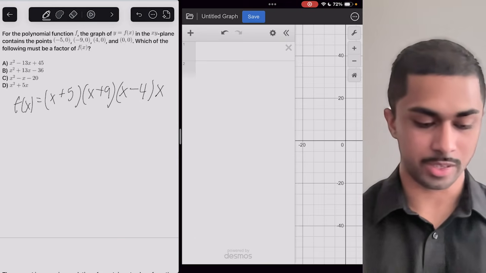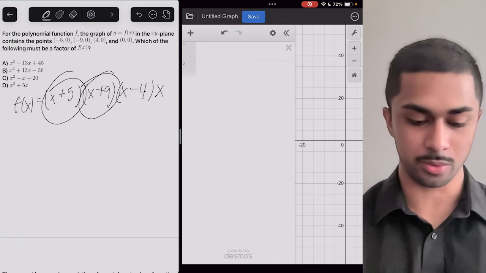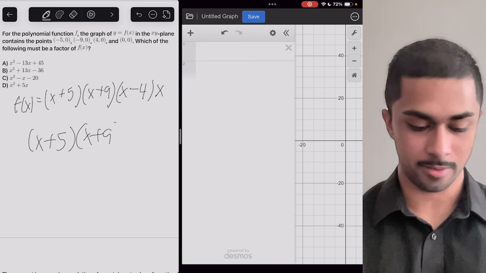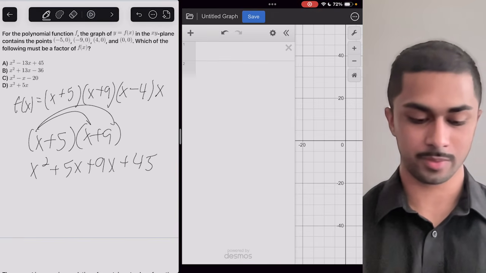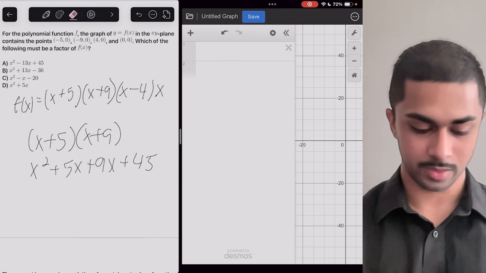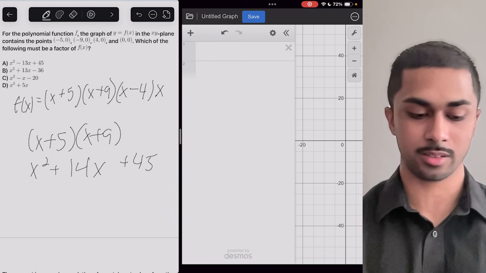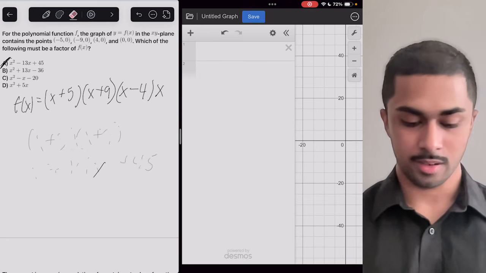So, for example, how do we get 45 at the end? Well, we multiply these two. What is x plus 5 times x plus 9? X squared plus 5x plus 9x plus 45, right? We're just foiling everything out. And then this turns into 14x, which is not the same as negative 13x. So A is not our answer. Let's go on to the next one.